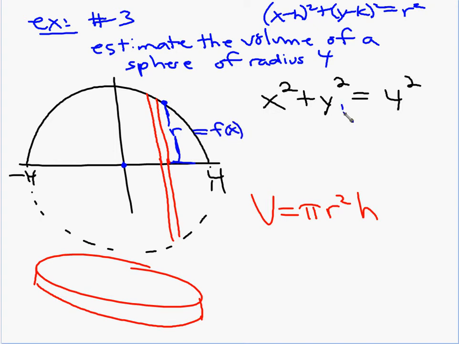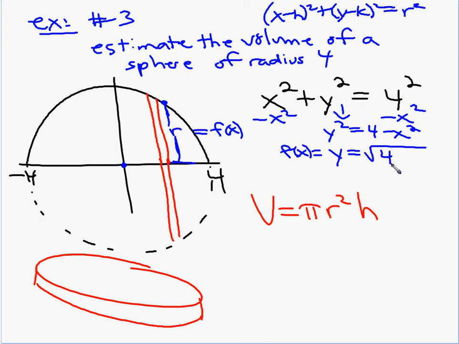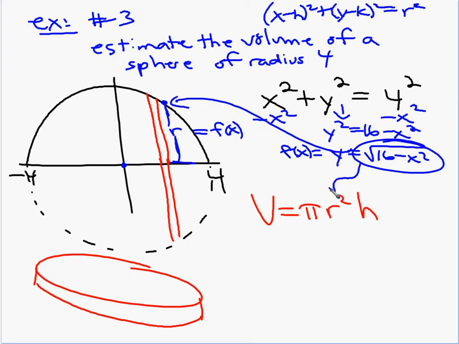So what I need to do is solve this thing for y. So if I subtract x squared, I have y squared equals 16 minus x squared. So y, which of course is my function, is the square root of, I'm sorry, it should be a 16, sorry about that, the square root of 16 minus x squared. And that will represent my radius. This right here will give me the radius of my slice of tomato, so it needs to go right here. The volume is pi times the square root of 16 minus x squared. That is the radius.